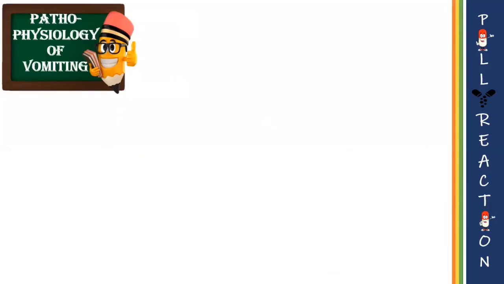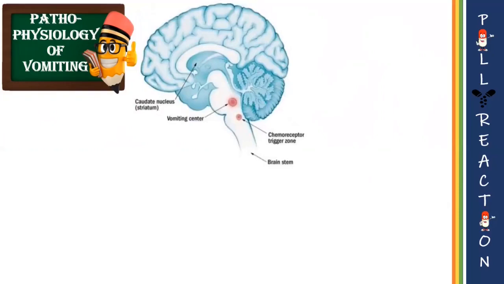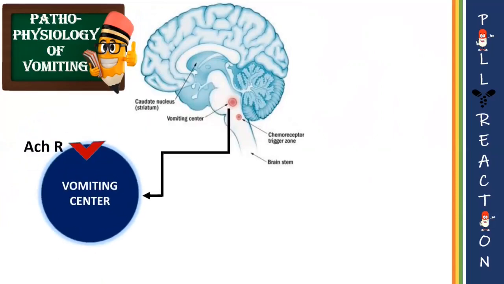Now, moving on to the pathophysiology of vomiting, also known as emesis. In order to understand the vomiting reflex, we need to talk about the brain and the brainstem. In the area of the brainstem called the medulla oblongata, we have the vomiting center, which contains the muscarinic receptors or the acetylcholine receptors. When these are stimulated within the vomiting center, this will trigger the vomiting reflex.